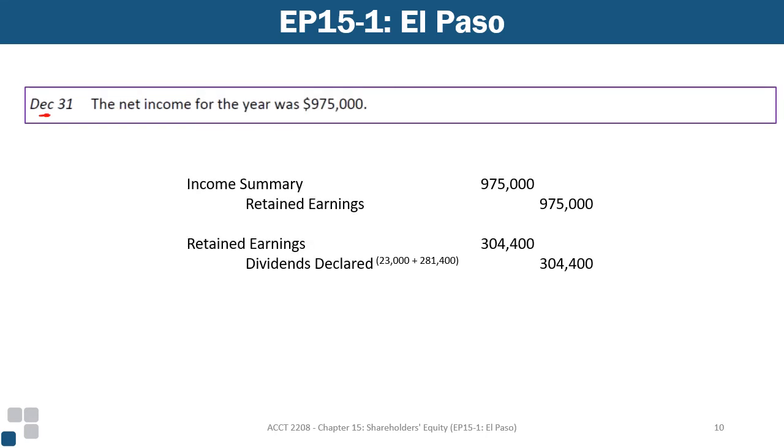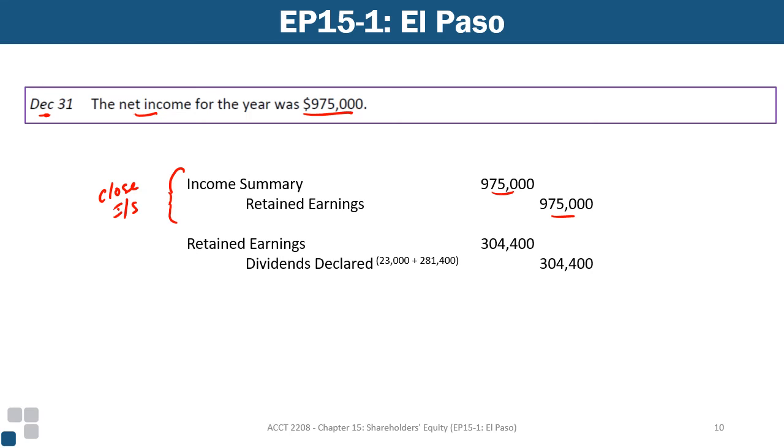Then finally, at December 31st, the net income for the year is $975,000. So the journal entry for that would be a closing entry, to close the income summary account. Because we have net income, the balance in the income summary account, which is the result of closing all the revenue accounts and all the expense accounts, would currently be a credit balance of $975,000. Remember, you should be familiar with your closing entries. So we have to zero it out: debit income summary for $975,000 and credit retained earnings.